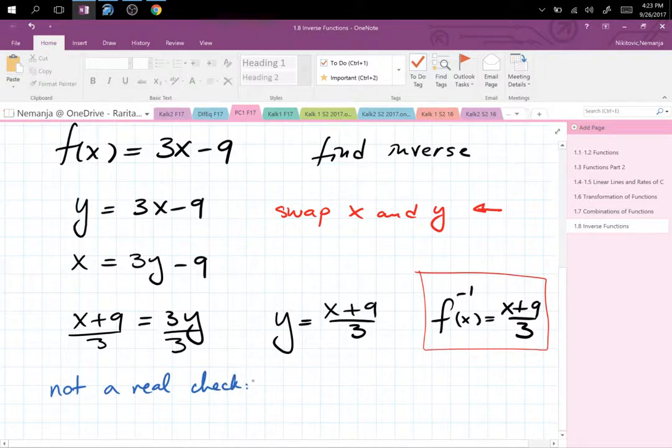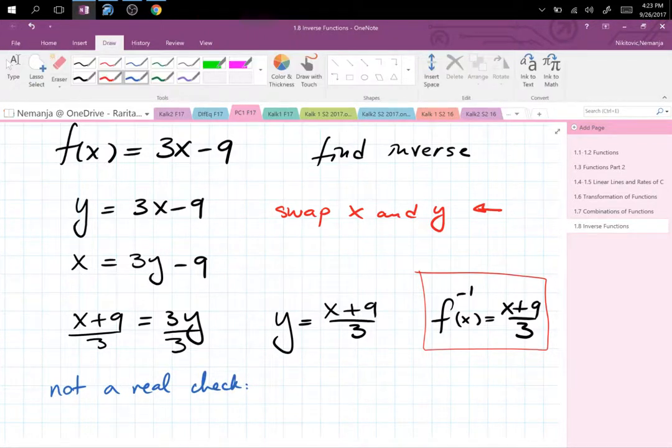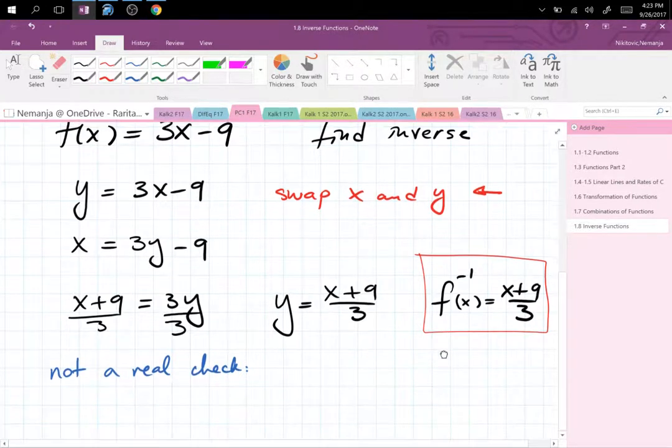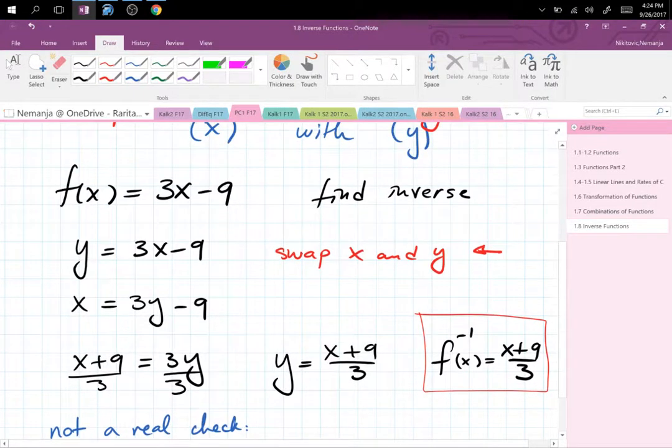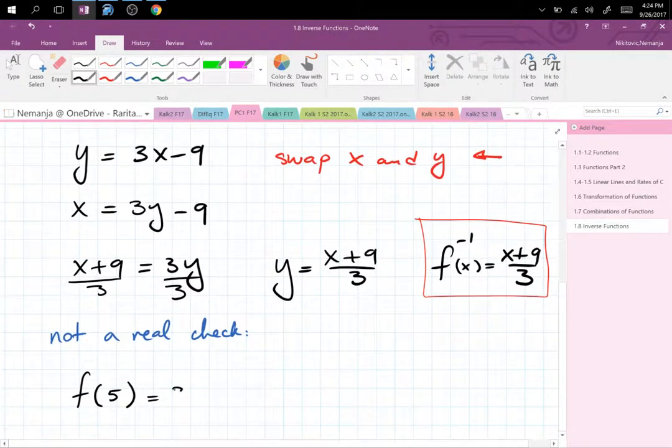So not a real check, but it should do for now. Let's compute f of 5. How much is f of 5? Well, it's 3x minus 9. So 3 times 5 minus 9. That's 15 minus 9, which gives us 6.